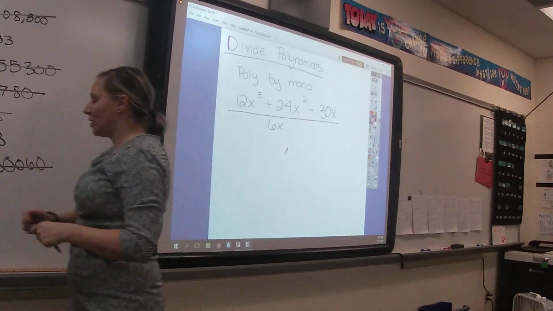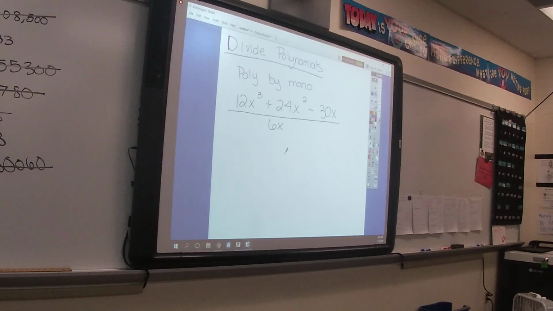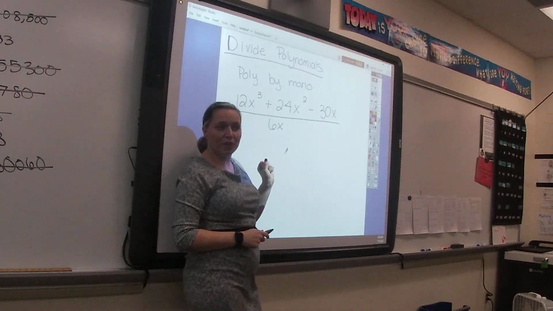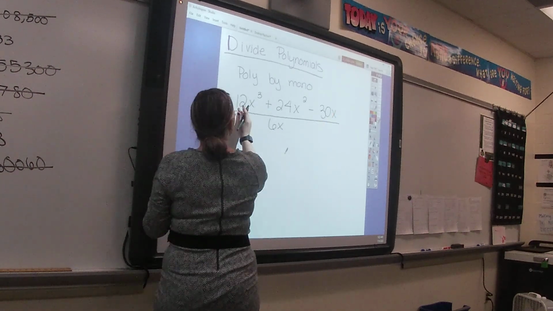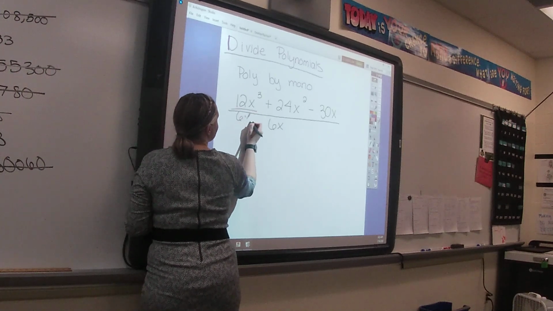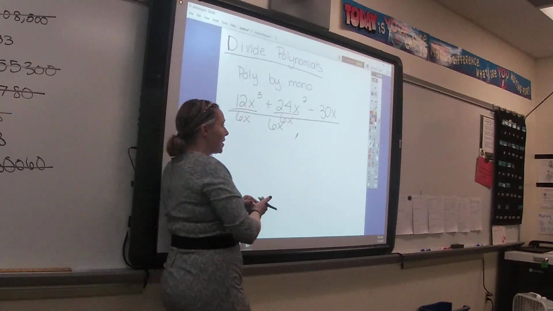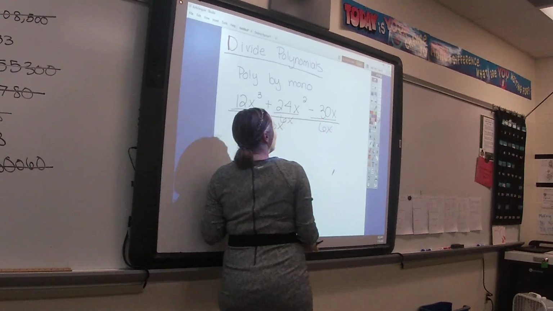Let me give you a reminder here about adding and subtracting with fractions, because I think some of us might forget. So we have 4/3 plus 2/3 plus 8/3. What would we do to add these? Straight across. We would just add all the top stuff and keep the denominator the same. So what's really happening here is this is just 3 fractions with the same denominator. So this is really 12x to the third over 6x, 24x squared over 6x, and negative 30x over 6x.